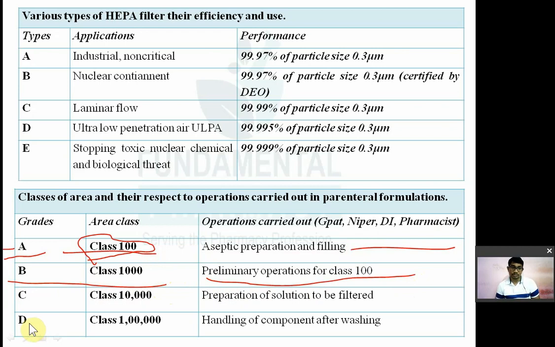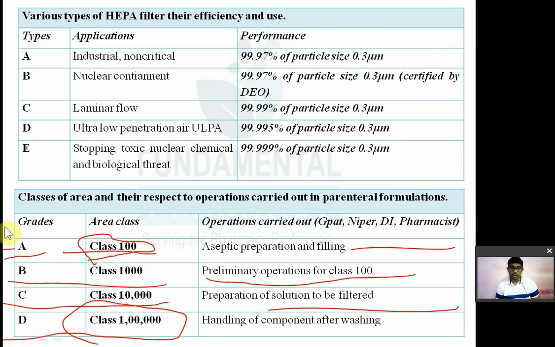It is known as grade C, a class 10,000 area. 10,000 means not more than 10,000 particles per cubic feet of 0.5 micron or larger. It is used for preparation of solution to be filtered. Grade D means class 1 lakh area. Class 1 lakh area, grade D. कभी कभी इसमें कंफ्यूज करते हैं आपको.